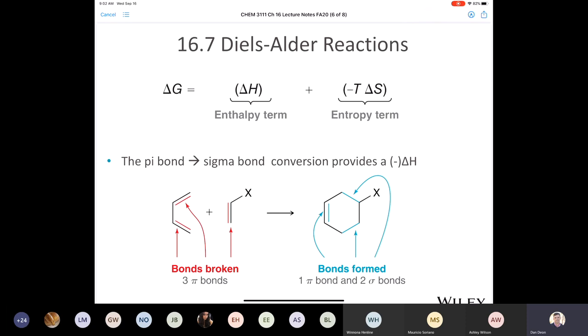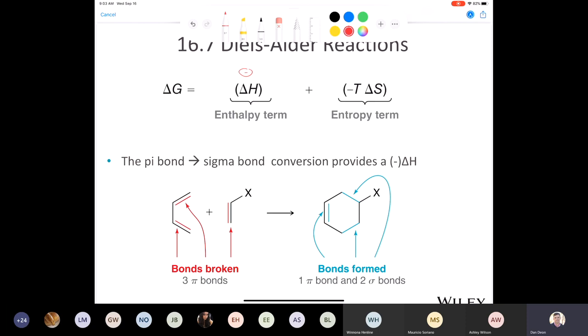So if we think about the enthalpy term, do you guys remember when we calculated delta H way back in Organic Chemistry 1? We said, okay, bonds broken, that requires energy, and then bonds formed, that releases energy. Well, since we break three pi bonds, but we form a pi bond and two sigma bonds, remember that sigma bonds are more stable, right? So that means that overall, you're going to get a negative delta H, right? So overall, your delta H value is going to be negative. I'm not going to ask you to calculate delta H values. I'm just telling you that overall, in the Diels-Alder reaction, your enthalpy is going to be negative.